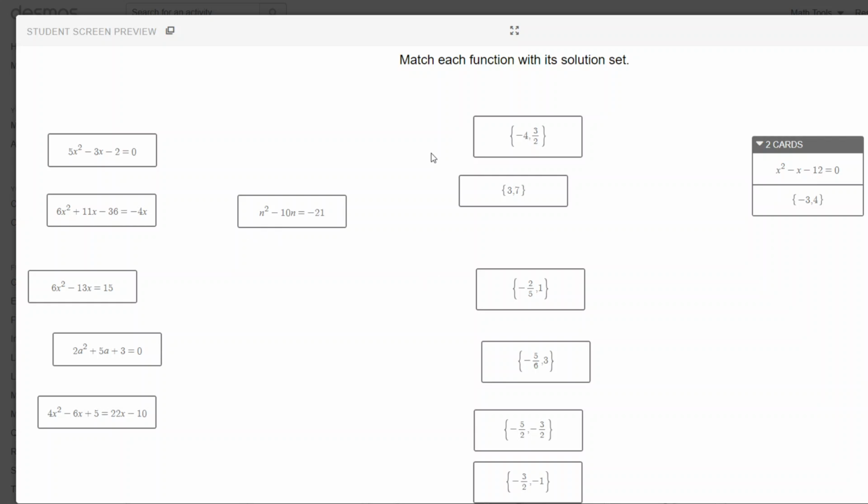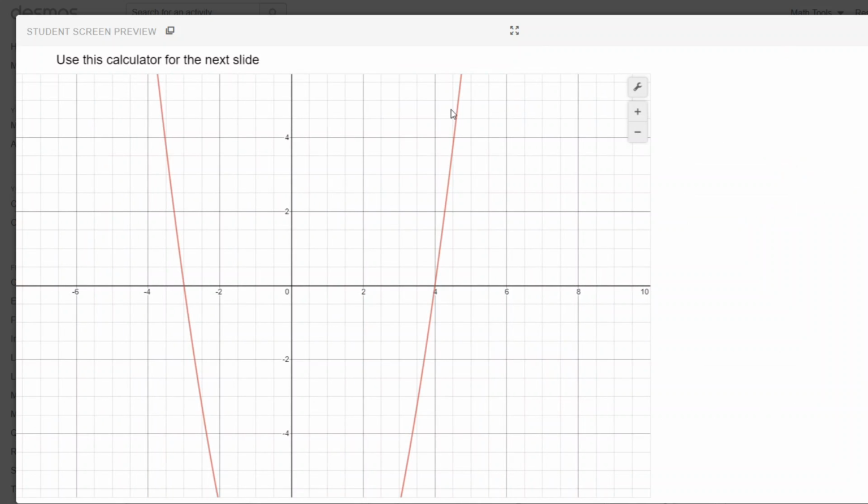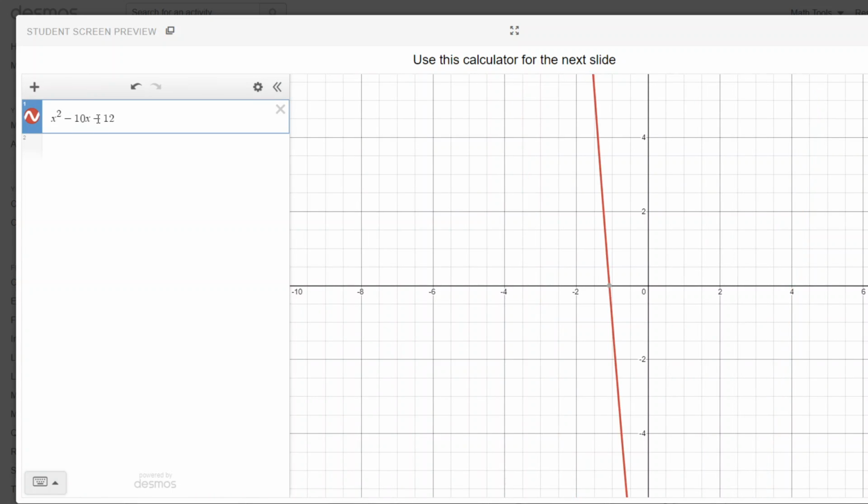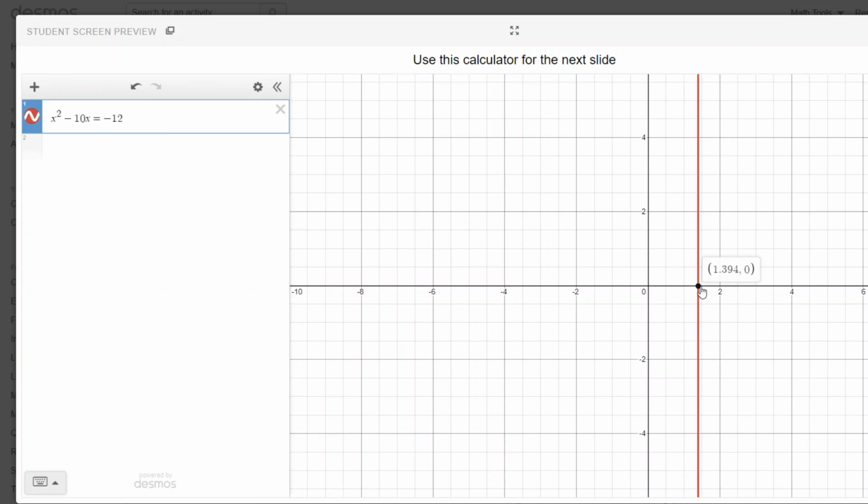Next one, x squared, and notice I'm saying x even though it says n, so if I type it in, I'm going to type in x. So x squared minus 10x equals -12. And there we go. 1.394 and 8 points. Ooh, they're not very nice numbers.